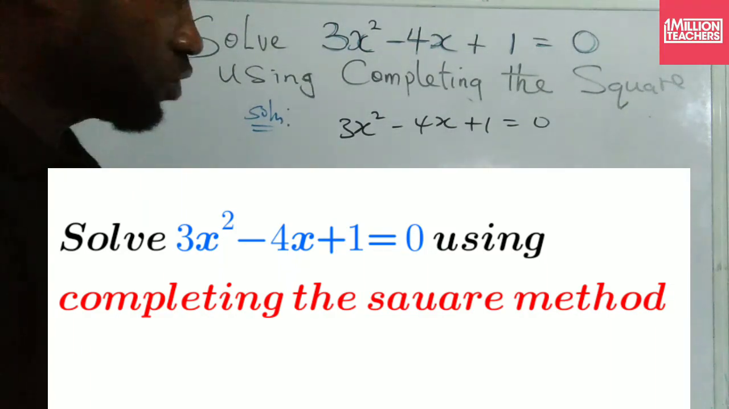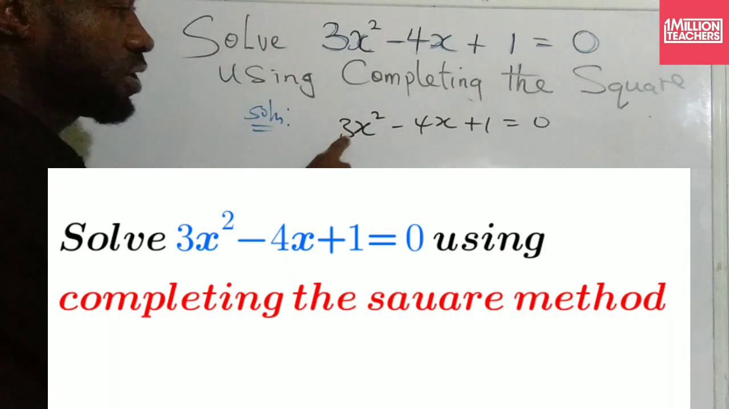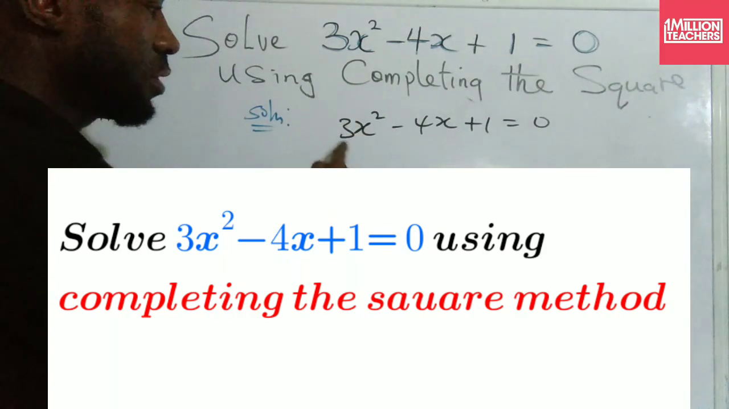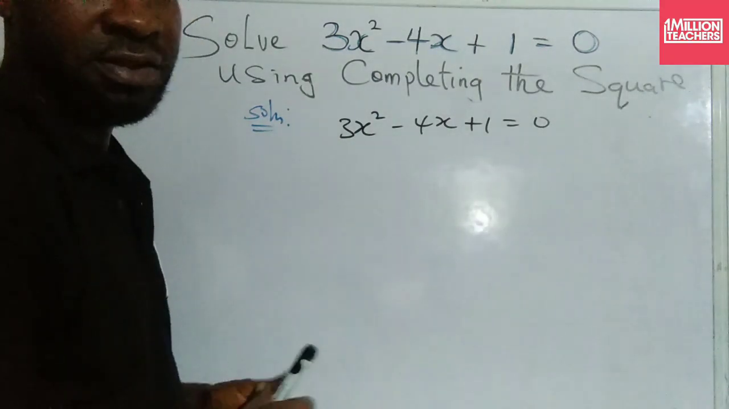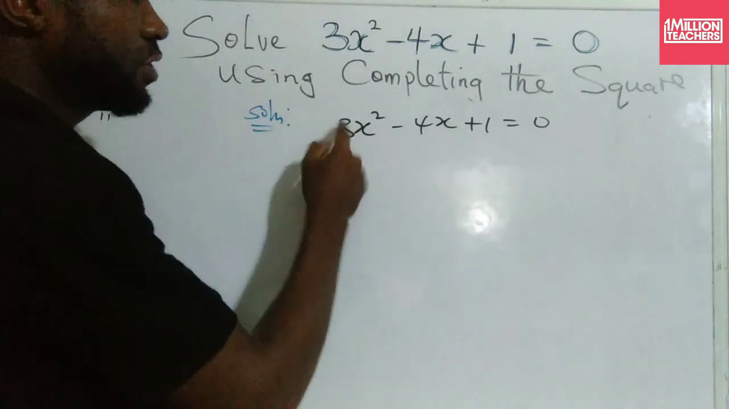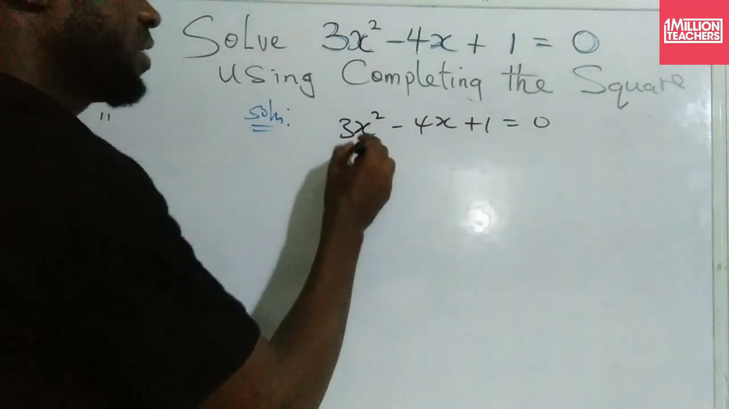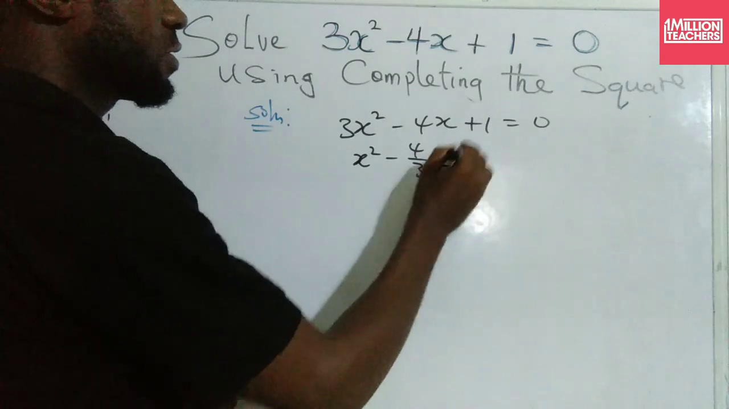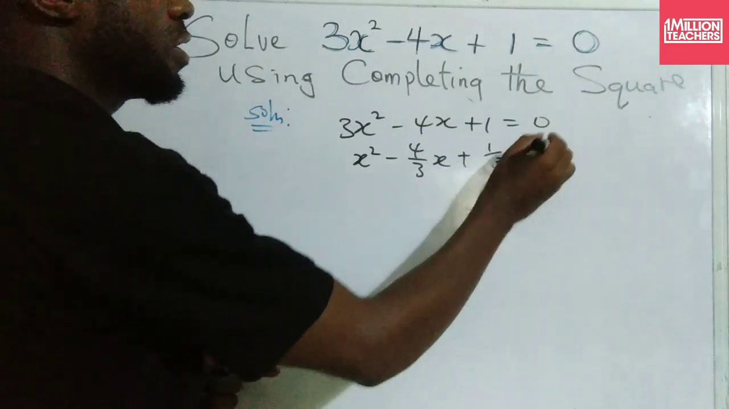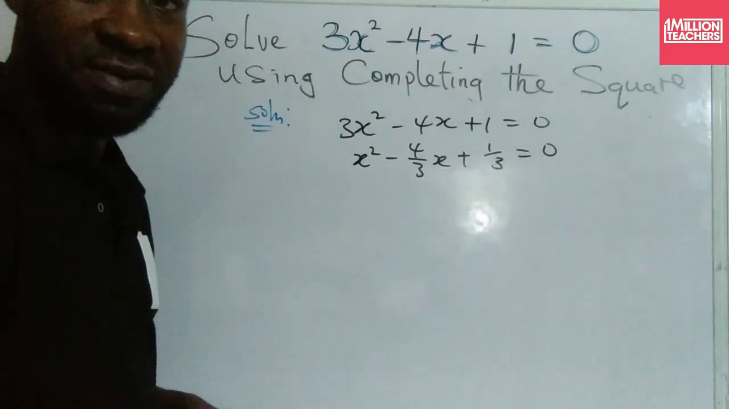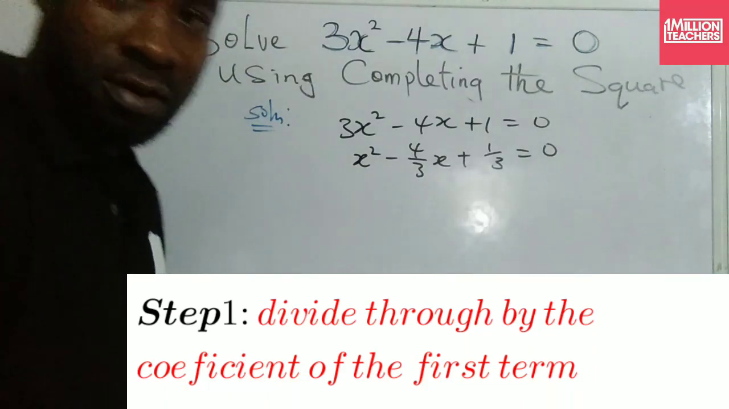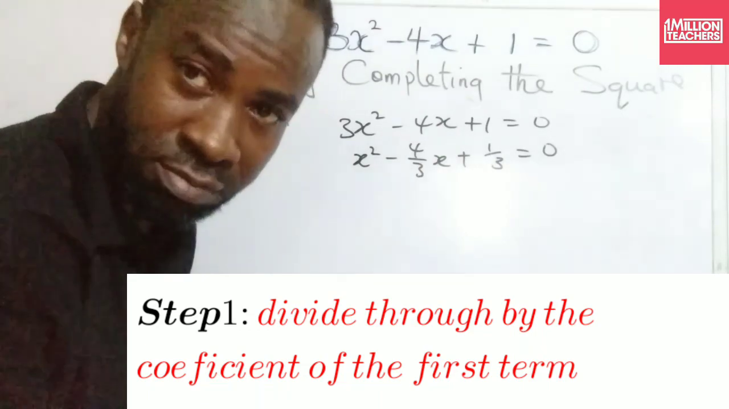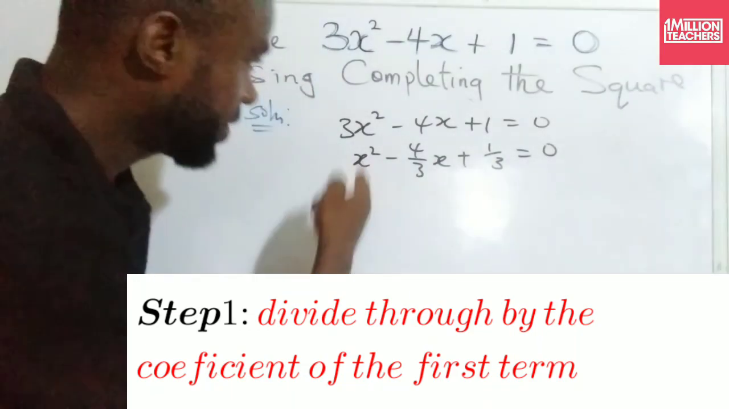Now the first thing to do is to get rid of the coefficient of the first term by dividing through by 3. So I'm going to use this 3 to divide. If I do that, I'll have x squared minus 4 over 3x plus 1 over 3 equal to 0. So that's our first step. Recall, first step is just divide everything by the coefficient of the first term.